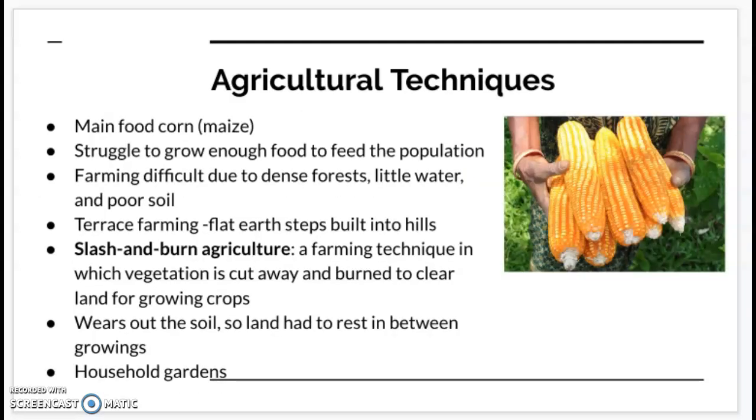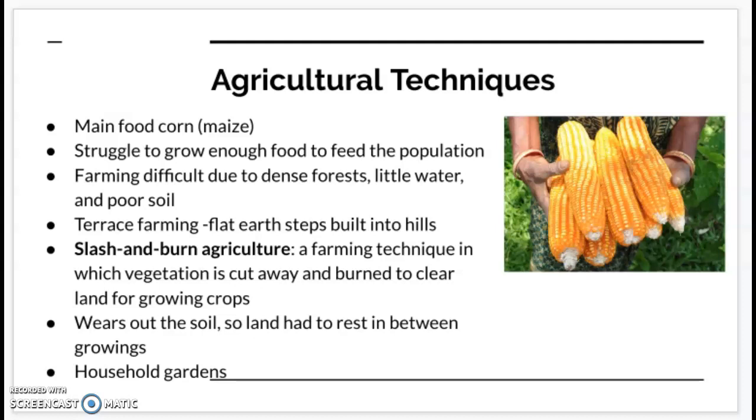Something else unique about the Maya was their agricultural techniques. Their main food that they grew was corn, or maize. They would often struggle to grow enough food to feed the population because farming was very difficult due to dense forests. They had very little water in this area and there was very poor soil. So they did something called terrace farming. We'll talk more about that when we get to the Inca. But basically they built flat earth steps into the hills and farmed on those.